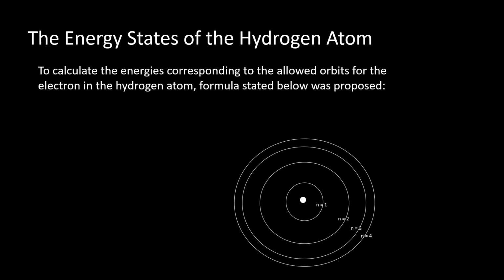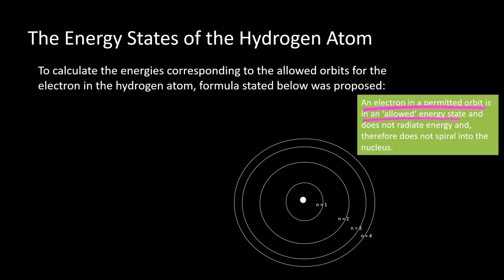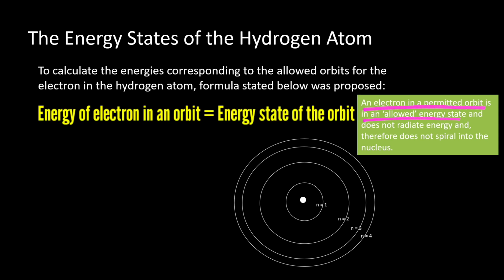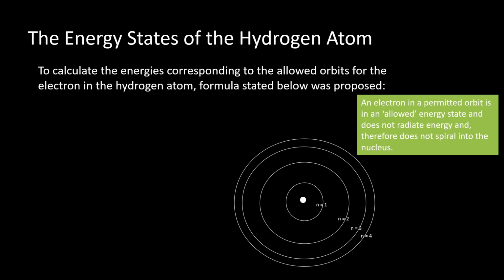The second postulate of Bohr's atomic model stated that an electron in a permitted orbit is in an allowed energy state. This means that the electron in a permitted orbit possesses energy corresponding to the energy state of the orbit, and the formula used to calculate the energy of an electron in a particular orbit is energy equals negative RH multiplied by 1 over n squared.